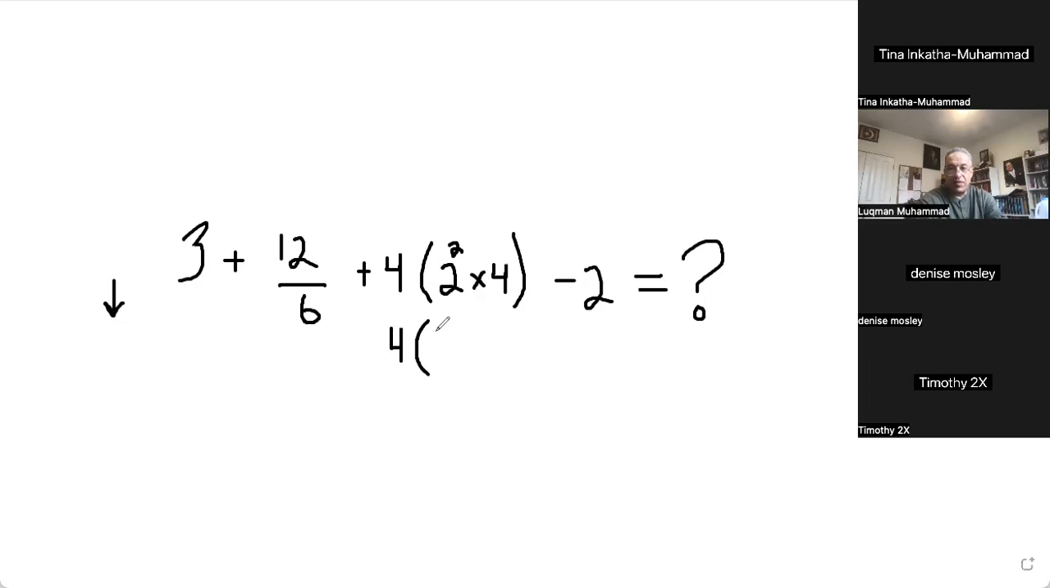So 2 to the second power would be what? That's 4. Okay, so you bring down this 4, then you just bring this down here. You got this 4, and you got this. So now you can complete the solving of the parentheses. So what's the parentheses? 16. Okay, so now I got 4 times 16.